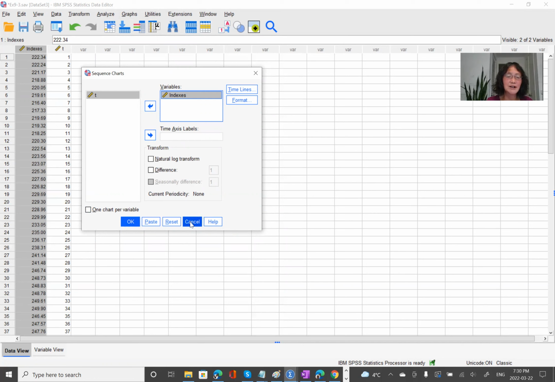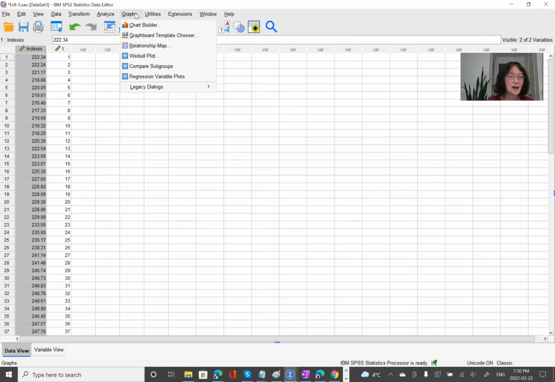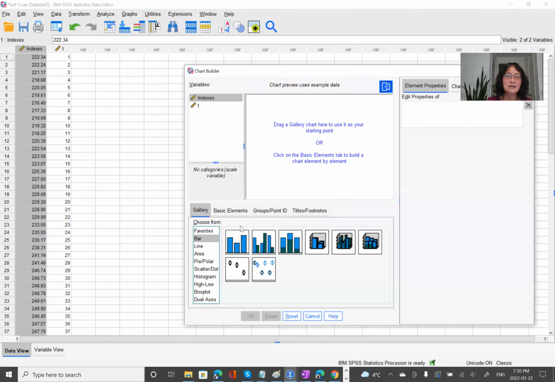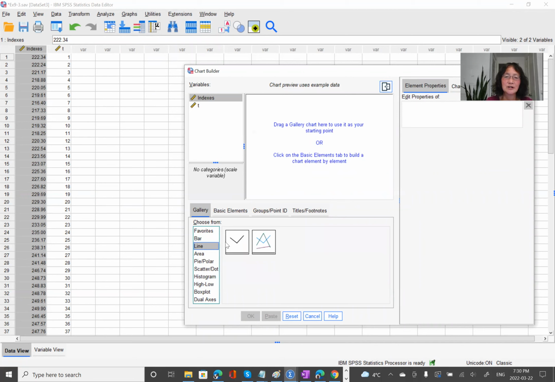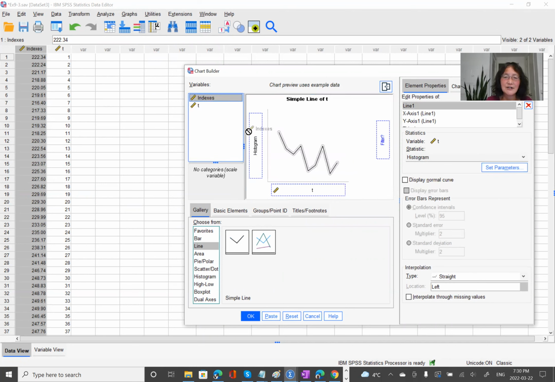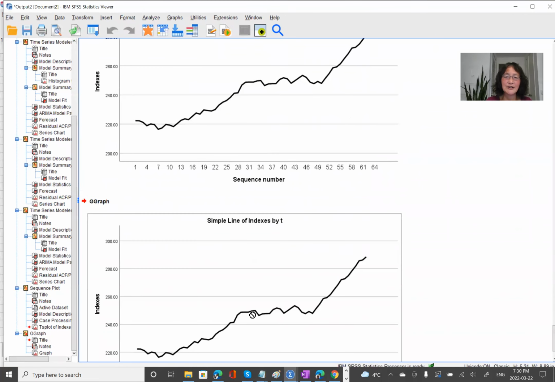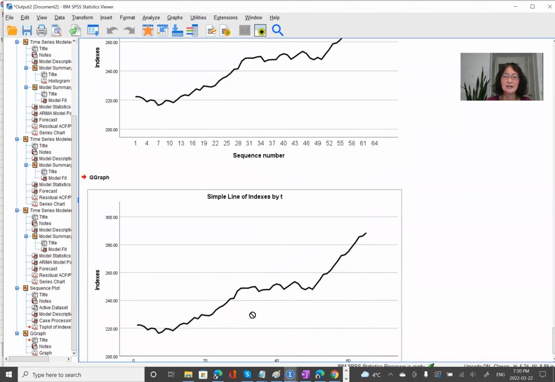The other way to create this chart is to use Chart Builder. I will show you here. Go to Graph, and then Chart Builder, and click OK. You want to create a line chart, so click line chart, then drag it here. Time is your X, the original data is your Y, and then you click OK. So you can get the same graph with a different method, see? Thank you for your question.